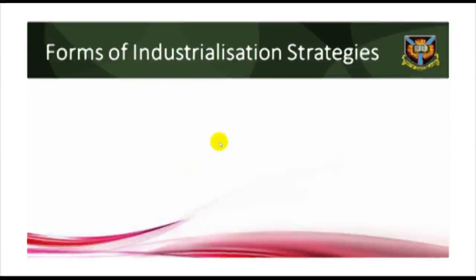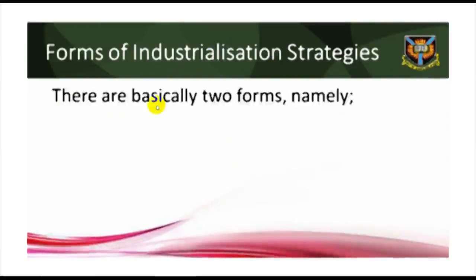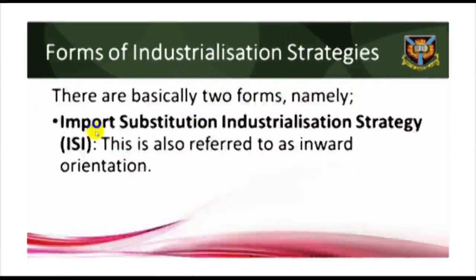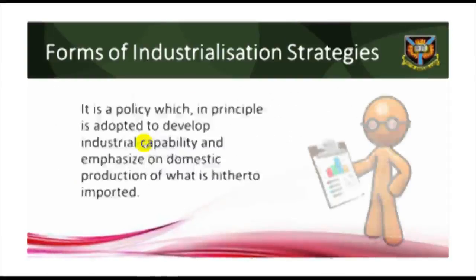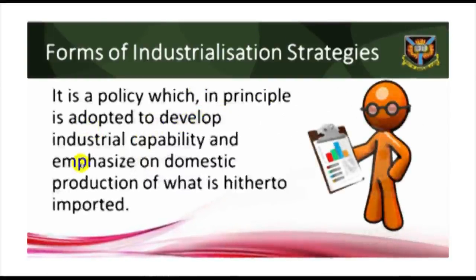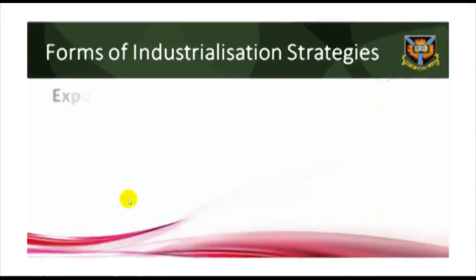Forms of industrialization strategies. There are basically two forms of industrialization strategies, namely: 1. Import substitution industrialization strategy. This is also referred to as inward orientation. It is a policy which, in principle, is adopted to develop industrial capacity and emphasize domestic production of what is hitherto imported. 2. Export promotion strategy.